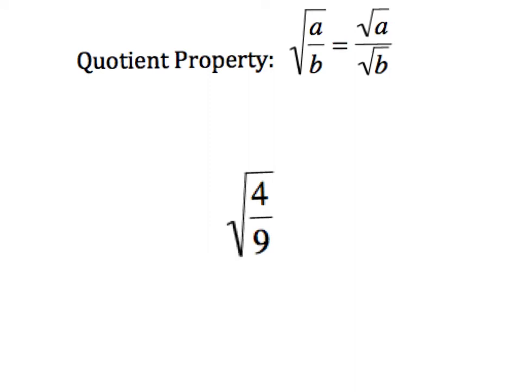The next property of radicals we have is the quotient property. So the quotient property says if I have the fraction a over b and I'm taking the square root of it, I can break that into the square root of a over the square root of b.